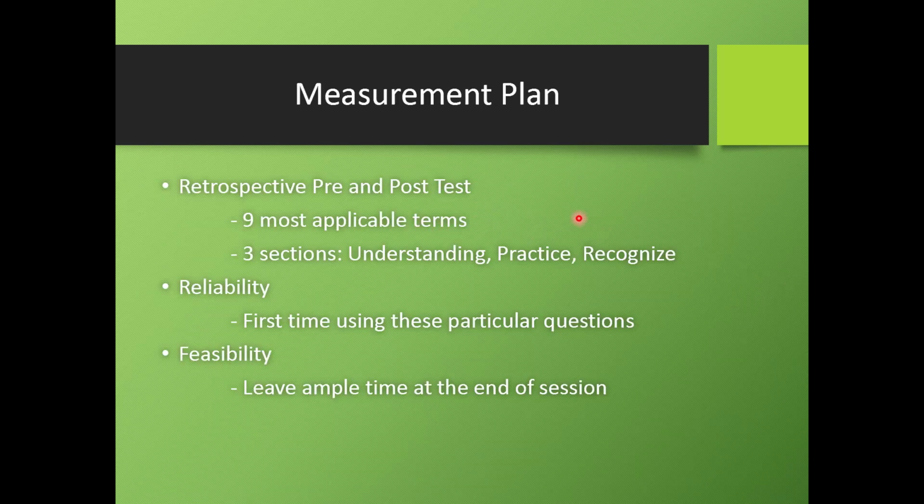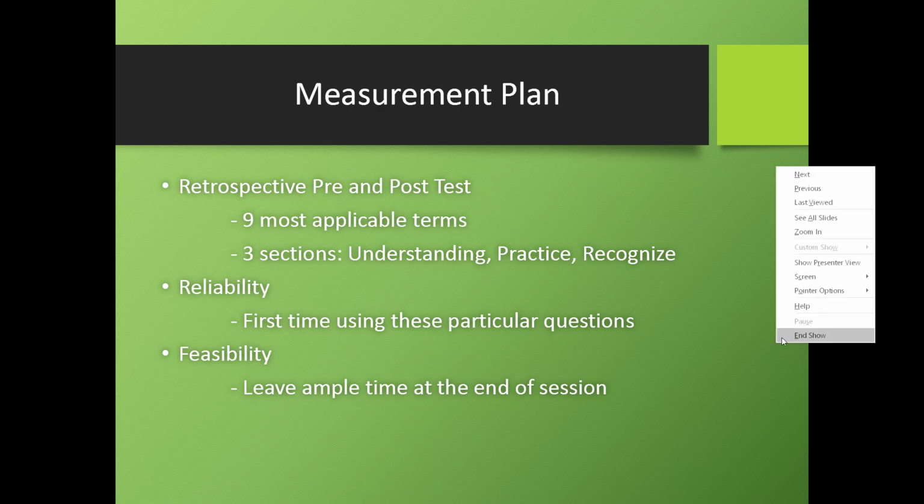So she did a retrospective post and pre. She had 3 sections: understanding, practicing, recognizing. The reliability issue, the psychometric issue, she wasn't able to address because she actually made this up. So there wasn't any psychometric information to share. And then she did the feasibility of doing this and felt that the way she formatted it was feasible. I think she ended up making some suggestions about improvements if she did it in the future that would be helpful.